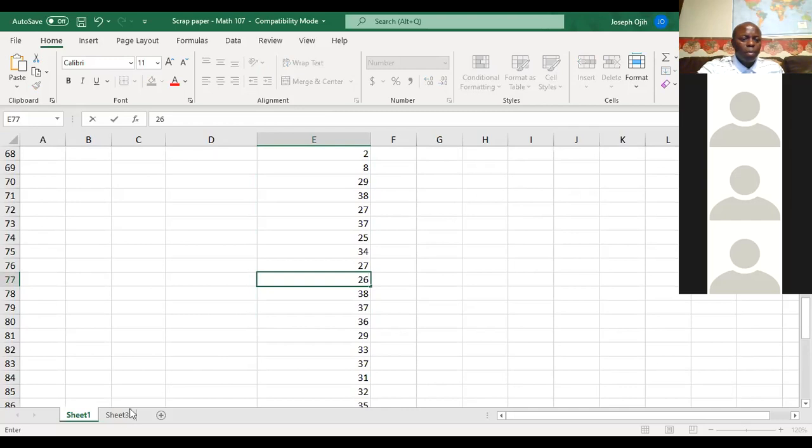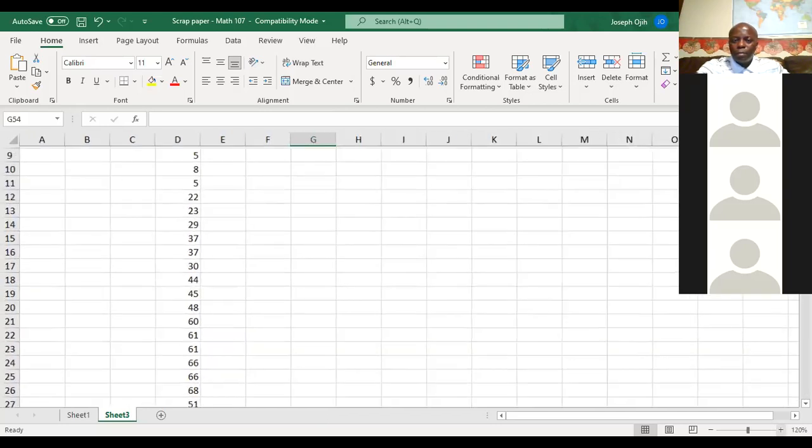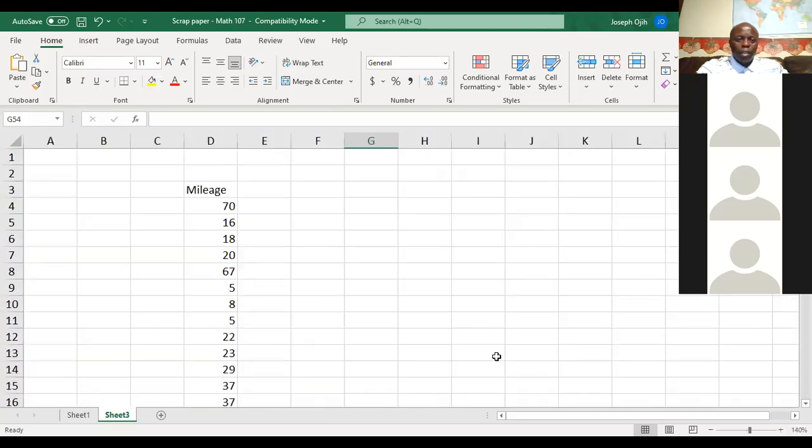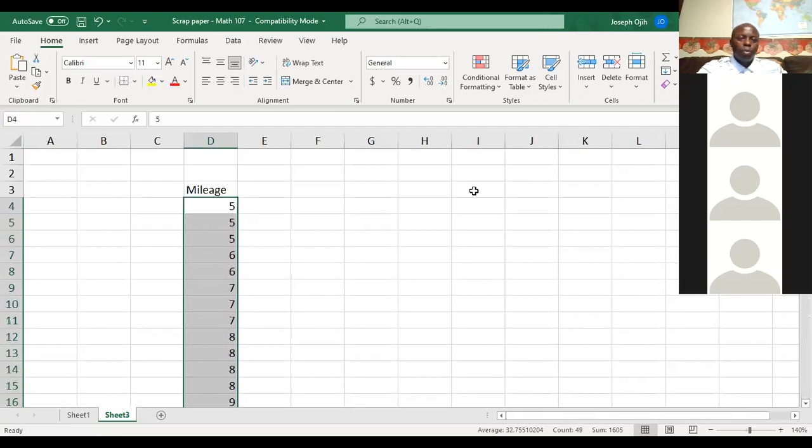So I'm going to take you to this paper. Maybe I will use this one. Yeah, this is perfect. Let me run a total random number so you can see it. Let me make it big. Now, see the mileage. I can highlight it and sort it to see which number is bigger, just to find the largest and the smallest number.